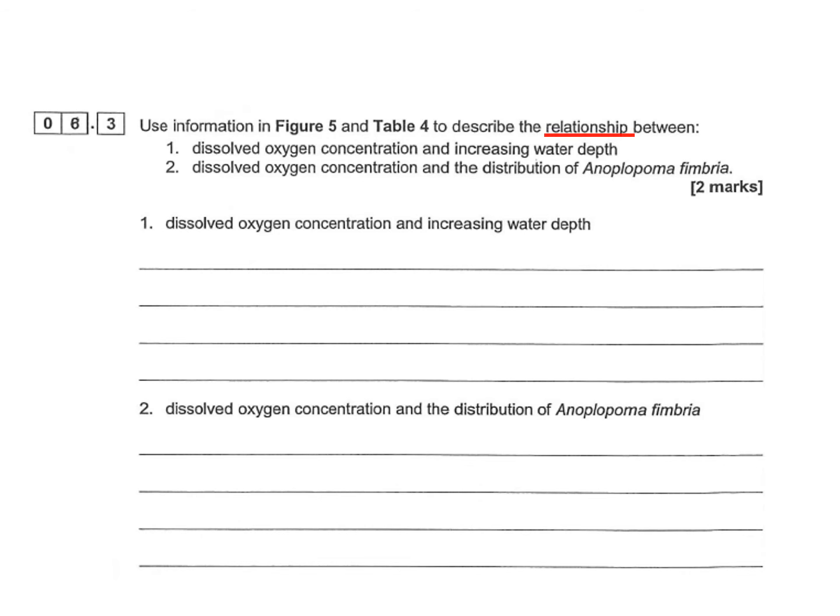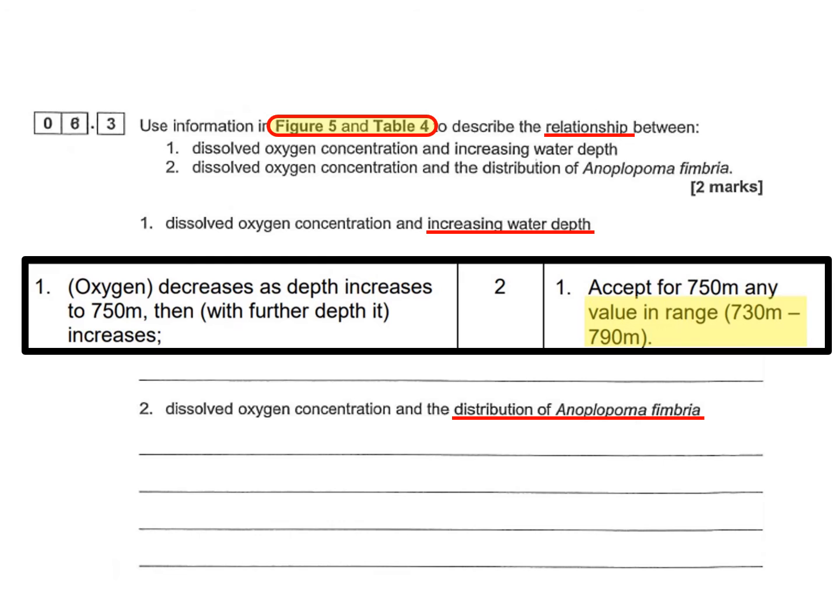So it says use the information from figure 5 and table 4 to describe the relationship between the dissolved oxygen concentration and increasing water depth. So you really had to look at the 750 value being the depth with the lowest O2 concentration. So if we just quickly look at the answers then to number 1. Okay, so 750 was the key there. You had to reference that. They did accept 730 to 790, sorry. Okay, so the oxygen concentration decreases down to 750 meters, then further down than that, the O2 concentration will increase again, so it will go up.